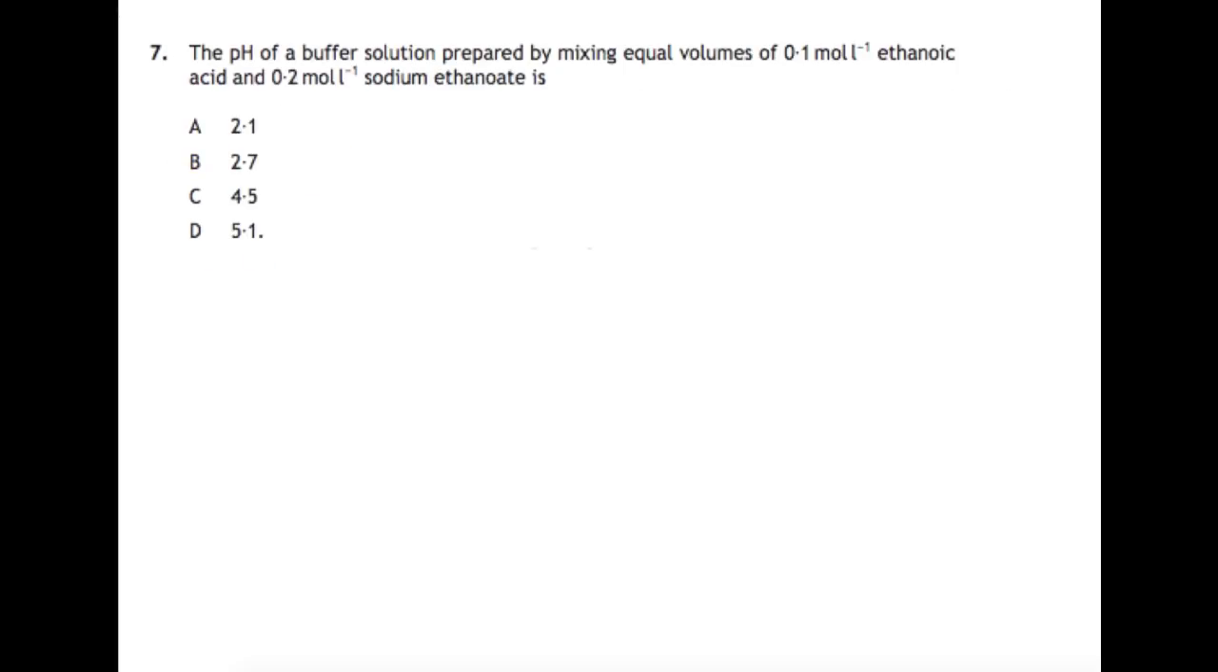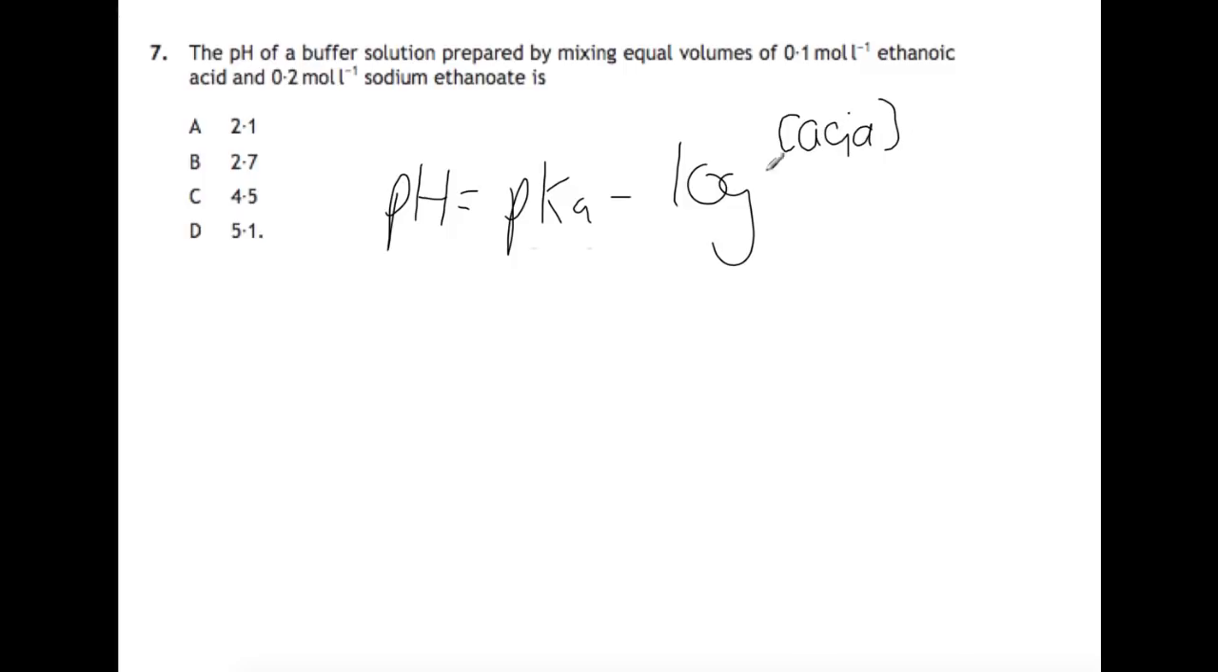So question 7, we need to do a calculation for this, and you can find the equation at the front of your databook. The equation that we're going to use is pH equals pKa minus log of concentration of acid divided by concentration of salt.